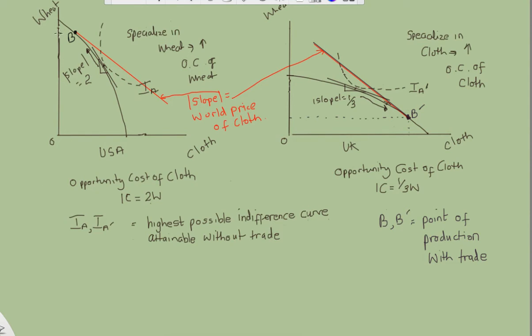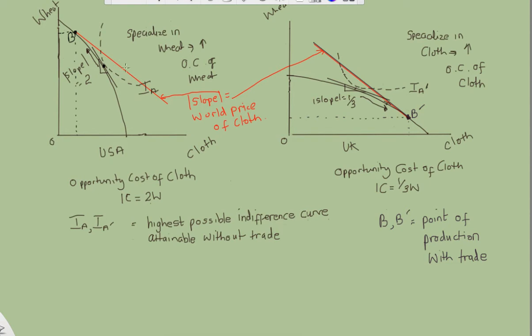So here we have the Americans. They have a much larger wheat industry than they had before. This was the autarky point. So wheat has expanded, cloth has contracted, but due to increasing costs, the cloth industry hasn't gone away completely. The country is now free to select a point along the trade line.